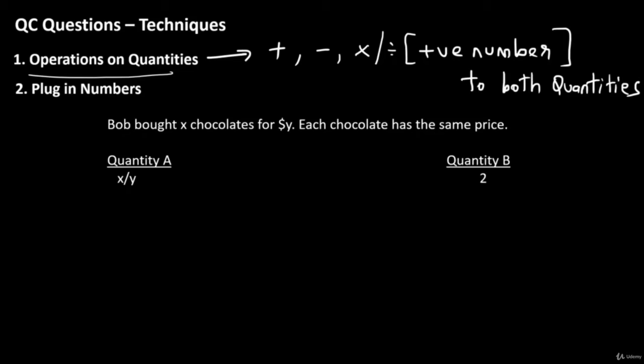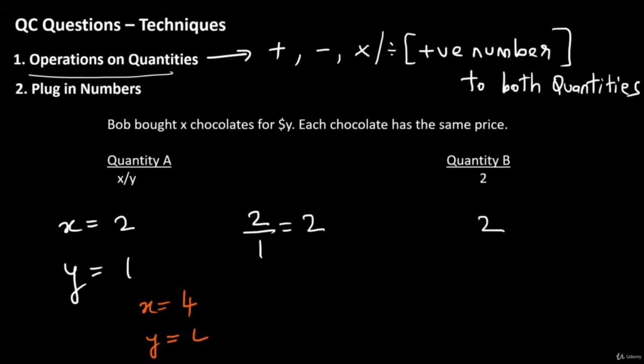Let's do that. What if X is equal to 2 and Y is equal to 1? X by Y is equal to 2 by 1, which is equal to 2, and quantity B is 2. So both of them are equal. What if I substitute X as 4 and Y as 4? In this case, X by Y is 4 by 4, which is equal to 1, and quantity B is 2, right? So in this case it was equal, and in this case quantity B is greater than quantity A. Therefore we cannot ascertain the relationship, right? Therefore the correct answer to this question is option D.